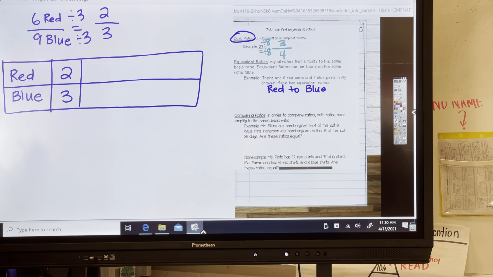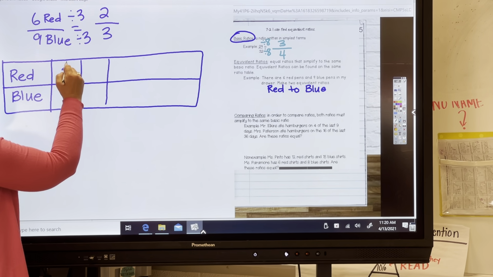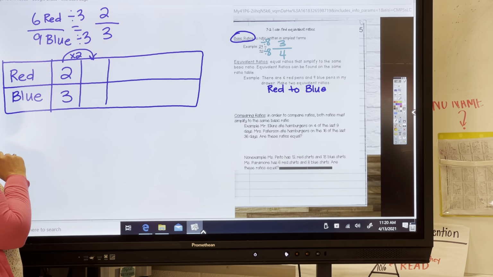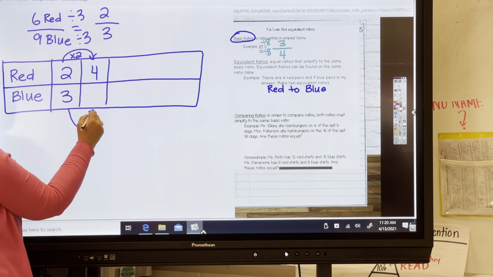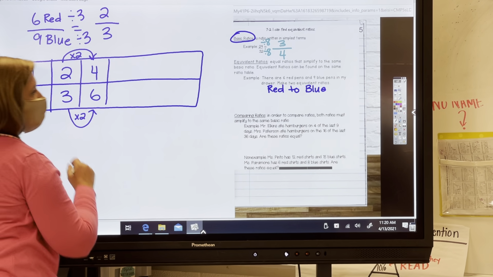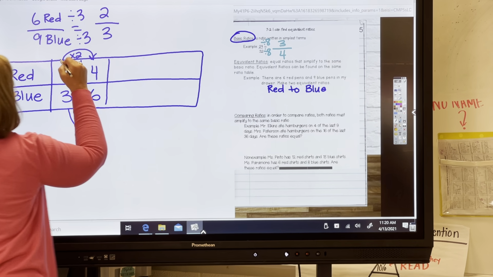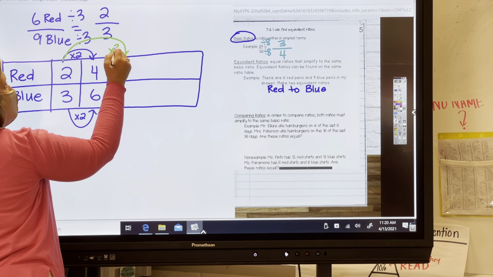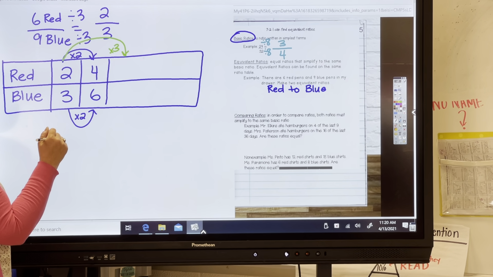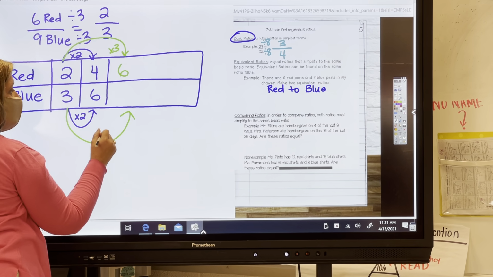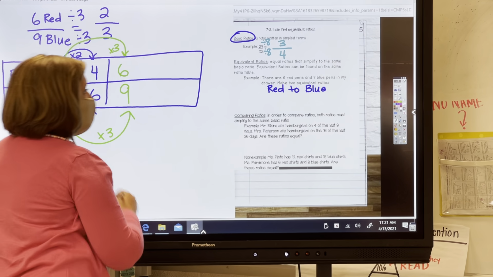Alright, so we've got 2 red pens to 3 blue pens. Now, if I multiply by 2, what do I get? 2 times 2 is 4. 3 times 2 is 6. What if I multiply by 3? 2 times 3 is 6. 3 times 3 is 9. Okay.